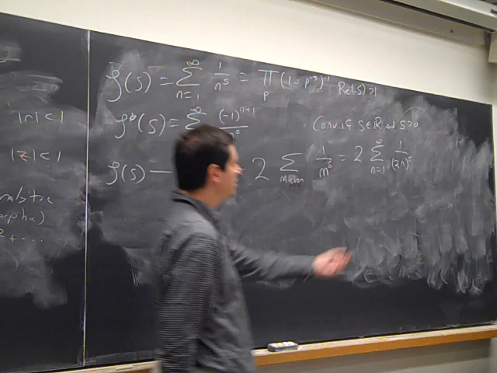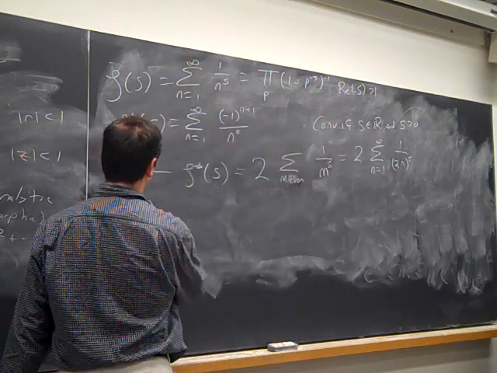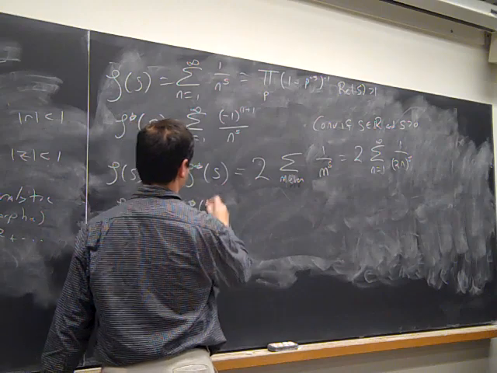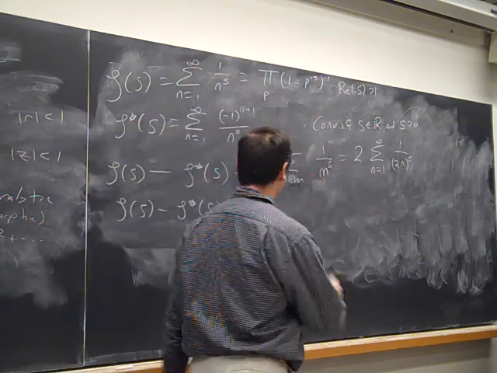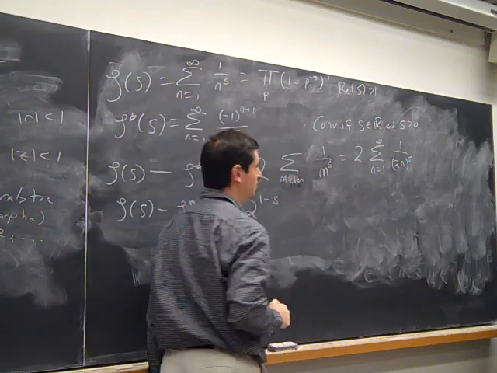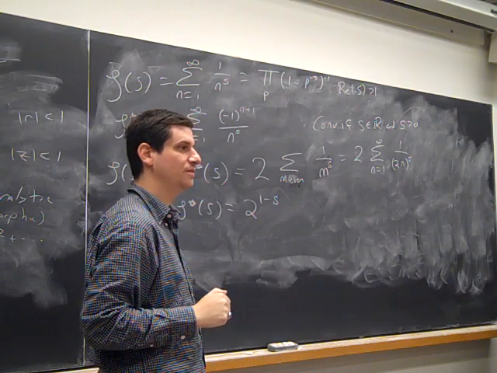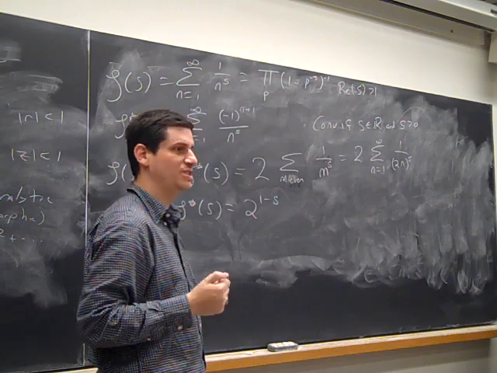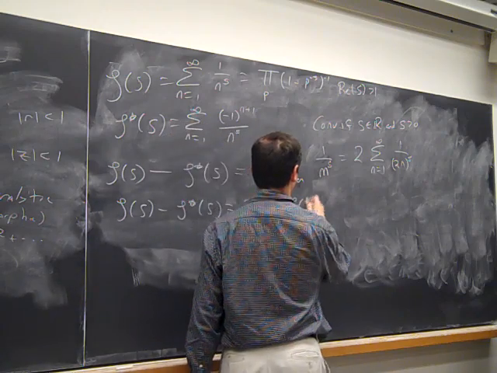Yeah, I can pull out a 2 to the s. And so I get zeta of s minus zeta star of s is I have 2 divided by 2 to the s. So I have 2 to the 1 minus s. And what am I left with? I'm left with 1 over n to the s. Exact same thing. And the sum of 1 over n to the s is just? Zeta. It's just zeta of s.